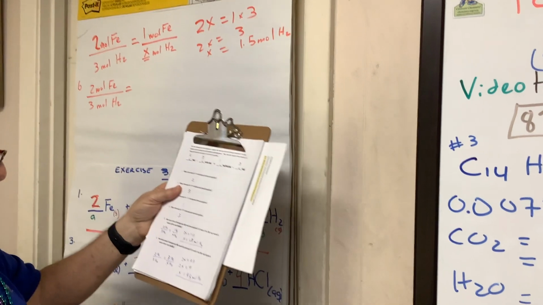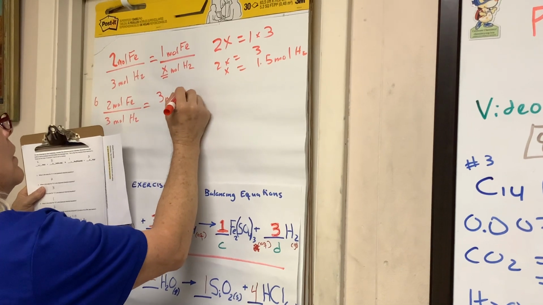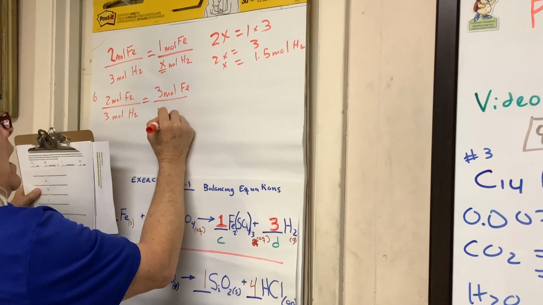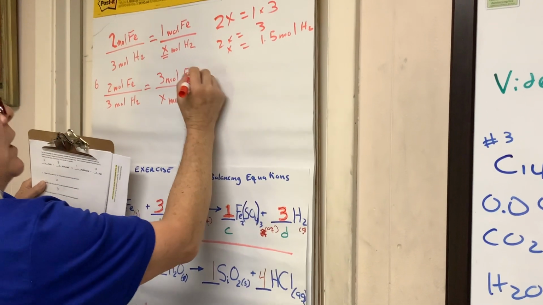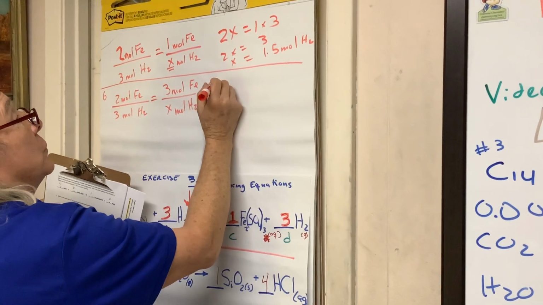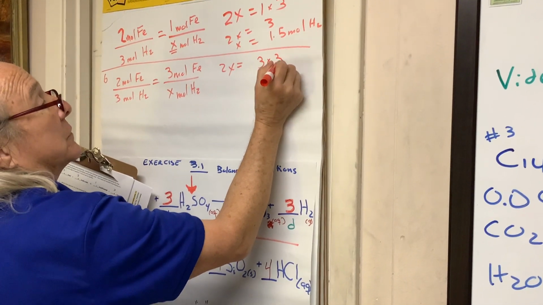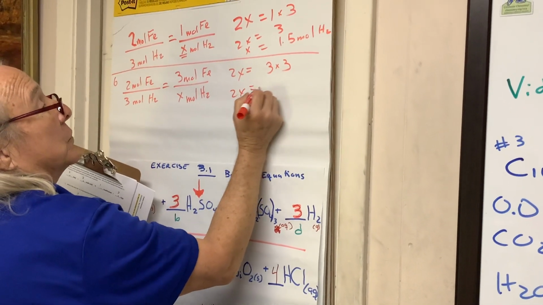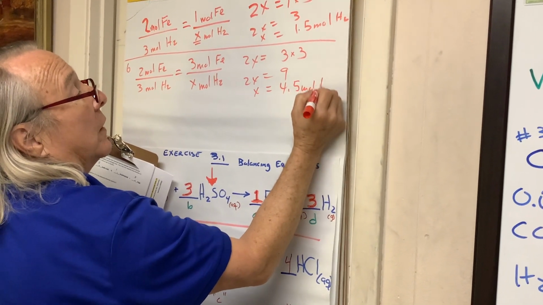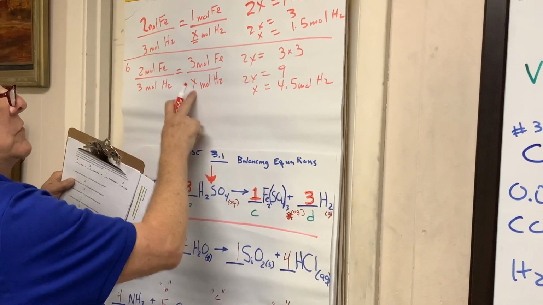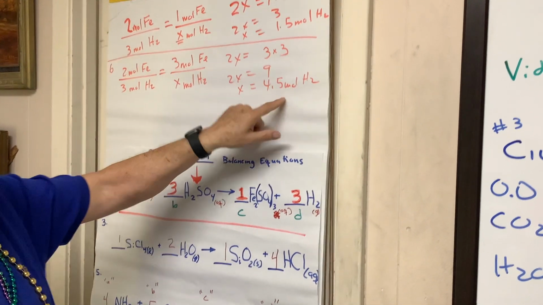And now it says, what would happen if I use 3 moles of iron? Then how many moles of H2 would I get? Well, I cross multiply. 2x equals 3 times 3. So 2x equals 9. So x equals 4.5 mole of hydrogen gas. Ta-da! This x equals 4.5. So if I start with 3 moles instead of 2 moles, I'll end up with 4.5 moles of hydrogen.